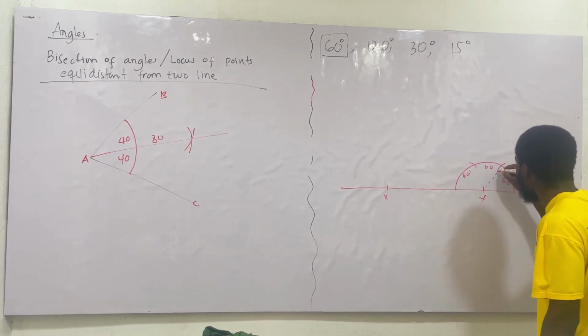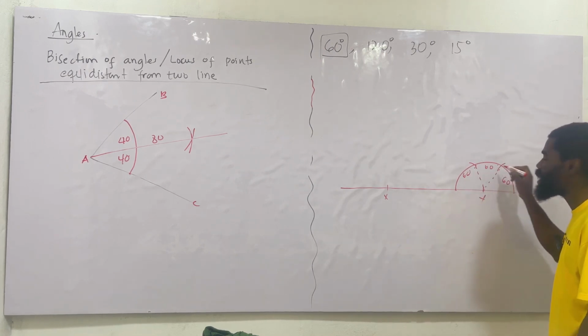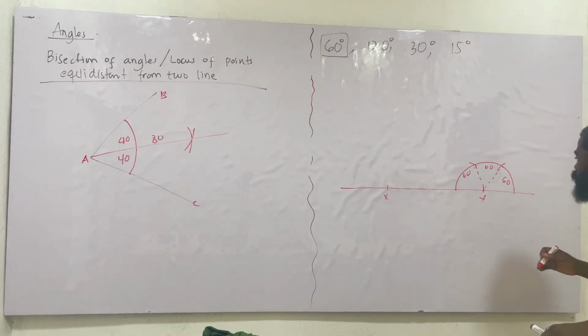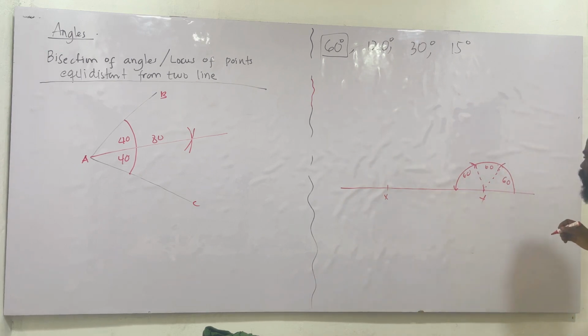So the angle from here to here is 60. From there to there is 60. From there to there, 60 degrees. Hope you understand what I'm saying here. Good. Very, very important. So we have this. Now, what do we do here?